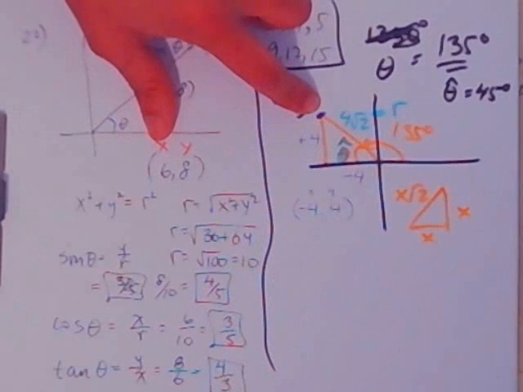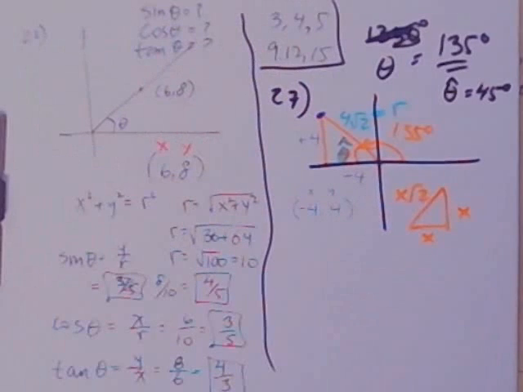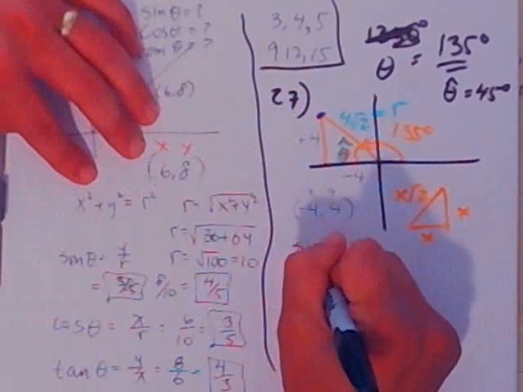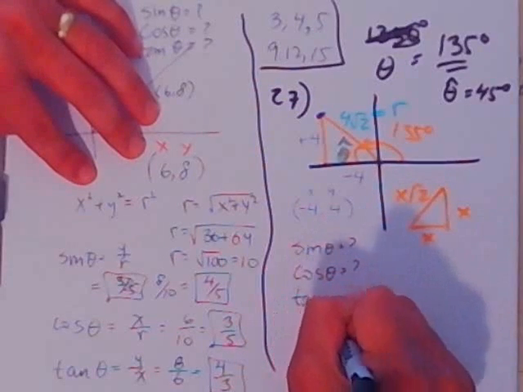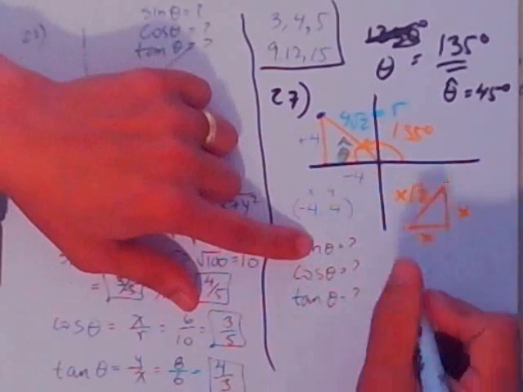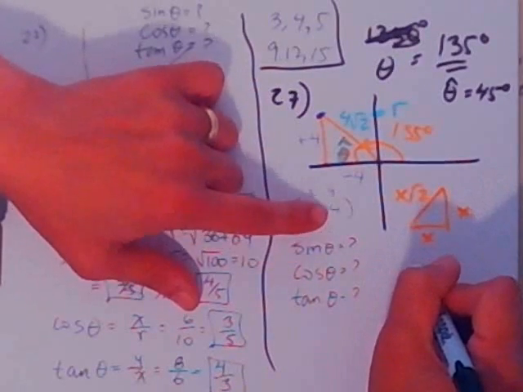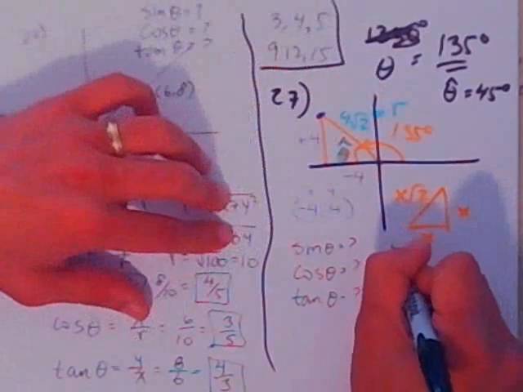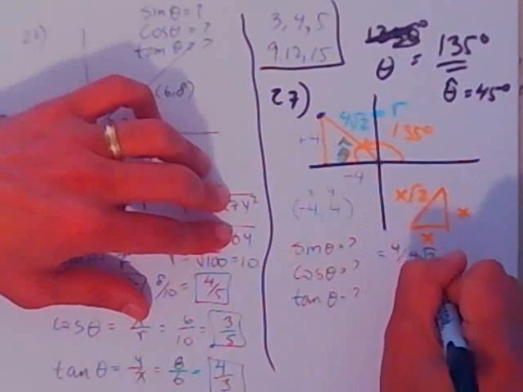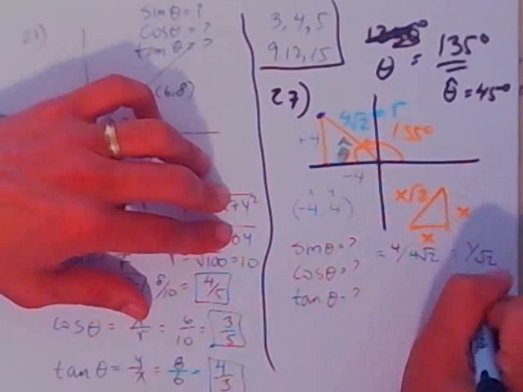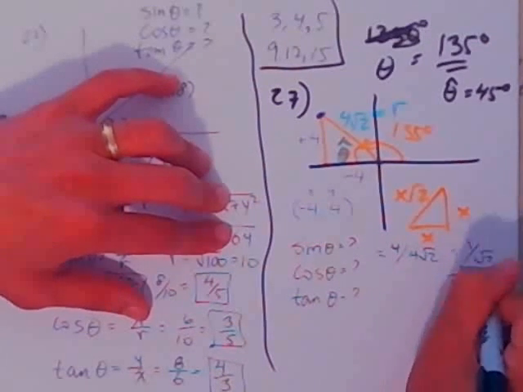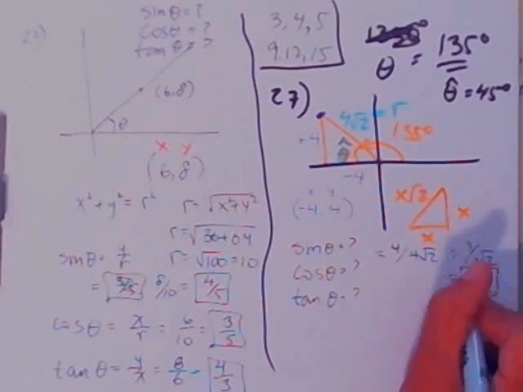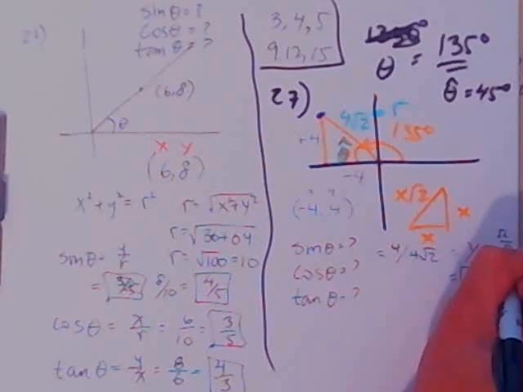And it says, what does it say? 27. Find the sine, cosine, and the tangent. So I want the sine of that angle, cosine of that angle, and the tangent of that angle. The sine of that angle, we know it's y over r right there. 4 over 4 radical 2. The 4's cancel, it becomes 1 over radical 2. Rationalizing the denominator, we should get root 2 over 2. Don't forget to learn to rationalize the denominator on this. What you can do is multiply top and bottom by root 2 over root 2.